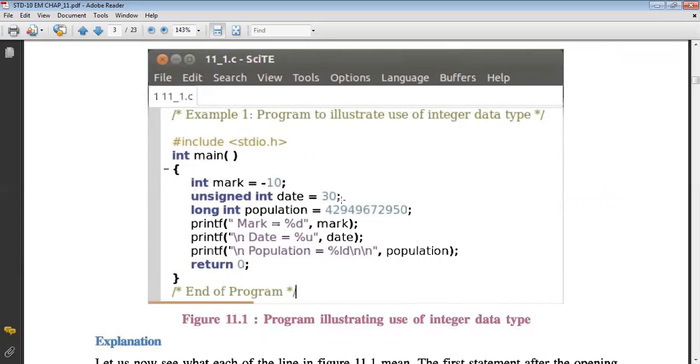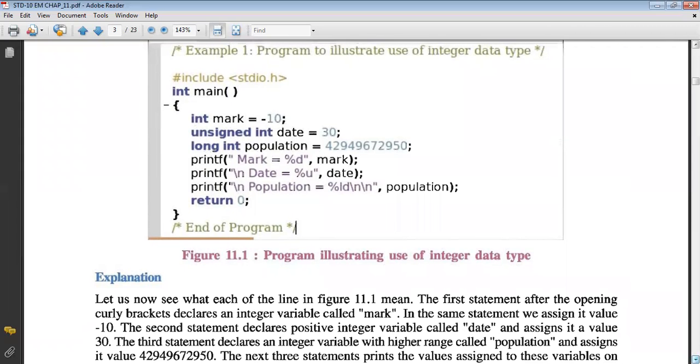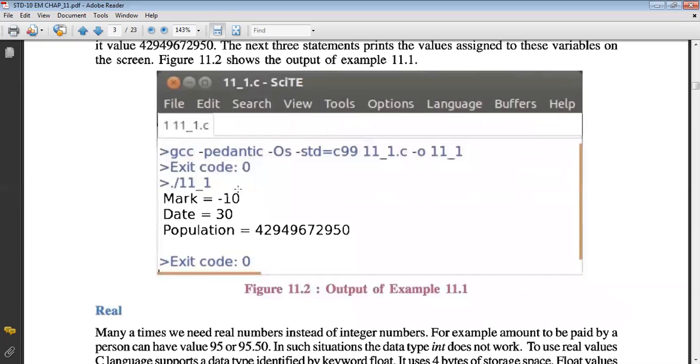Long integer population: when we are going to store a much larger value in our variable, at that time we use long integer population. Simple three declarations: integer, unsigned integer, long integer. Integer positive as well as negative, unsigned integer only positive, long integer more powerful. Here they are declaring three values, and printf marks, printf date, and printf population. All these values will be printed. This is the output: marks equal to -10, date equal to 30, and population equal to the value which we stored.